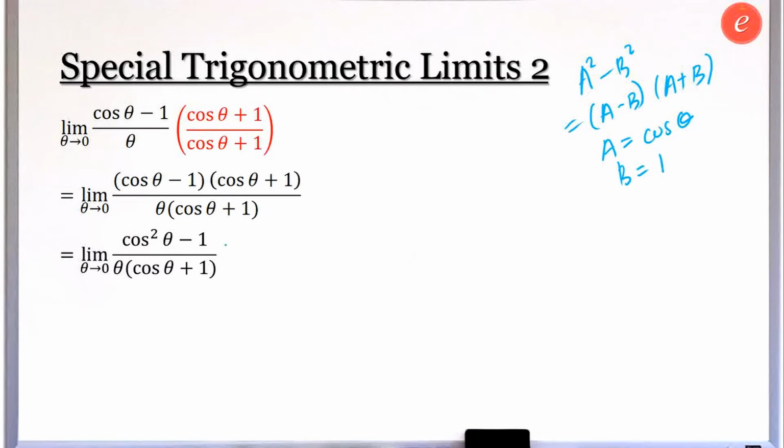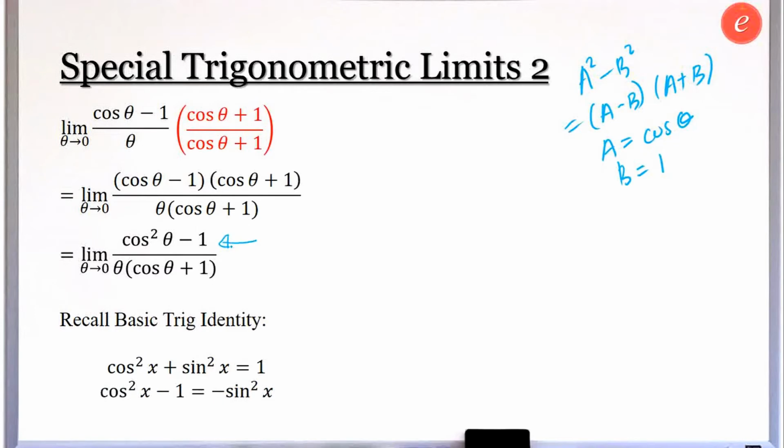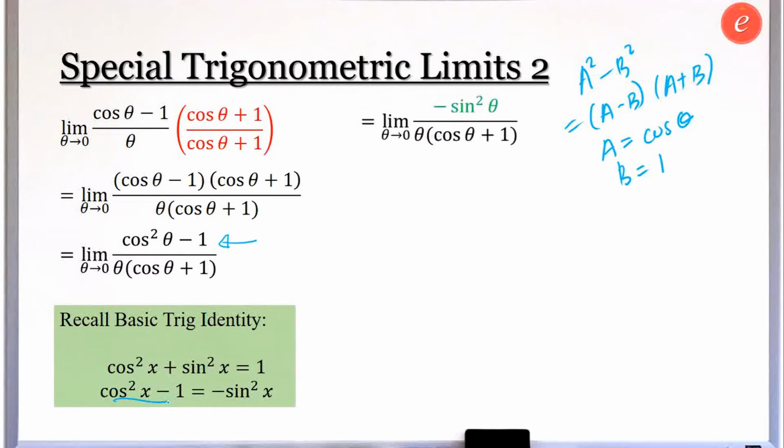And now we look carefully at the numerator. It just looks so familiar, right? Recall the Pythagorean identity: cos square x plus sin square x equals 1. Rearrange it: cos square x minus 1 equals negative sin square x. Now we can say that the left hand side is equal to our numerator. Sub in negative sin square theta into the expression, and we'll get something like this.